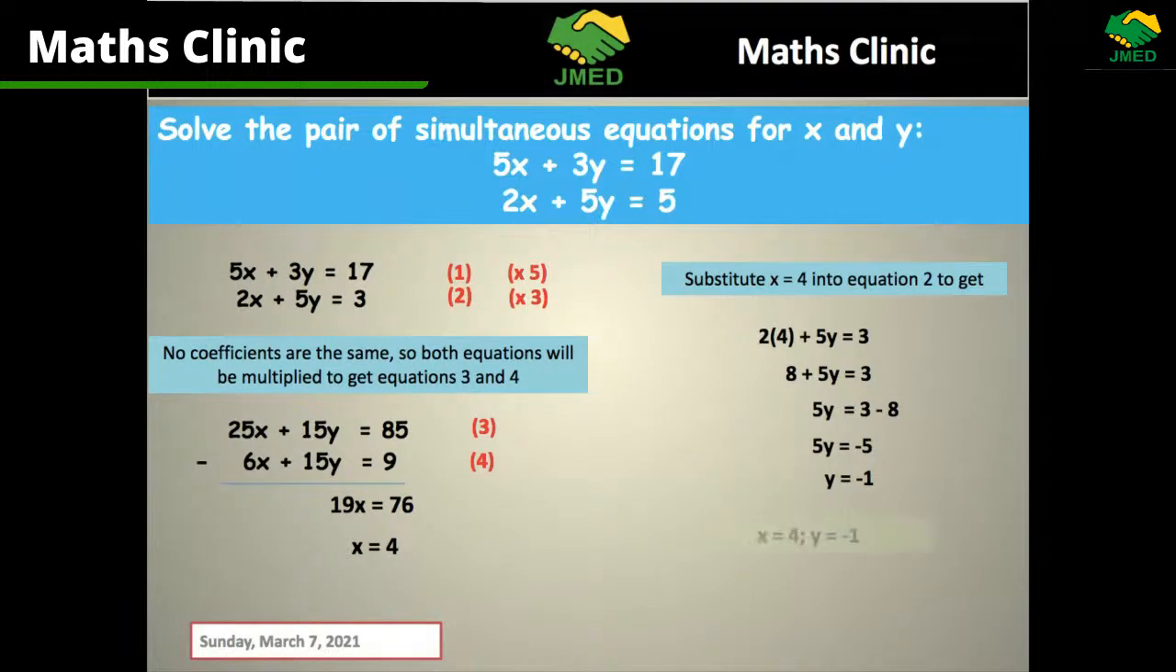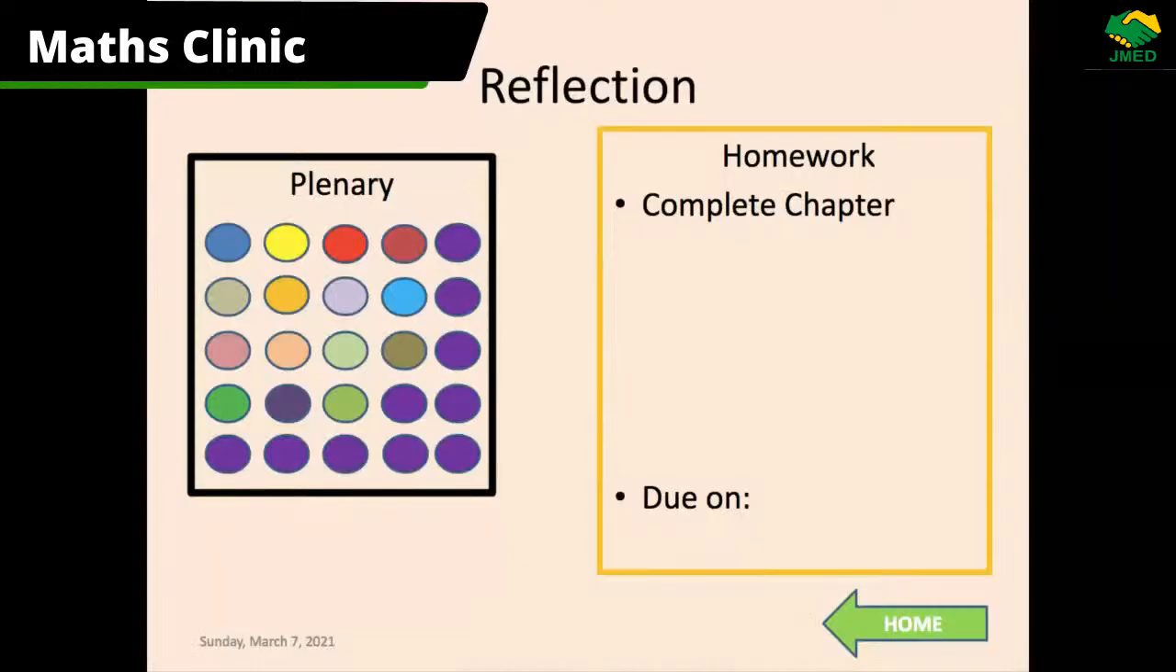My final step is just to rewrite my solutions as a pair. So x equals 4 and y is -1.